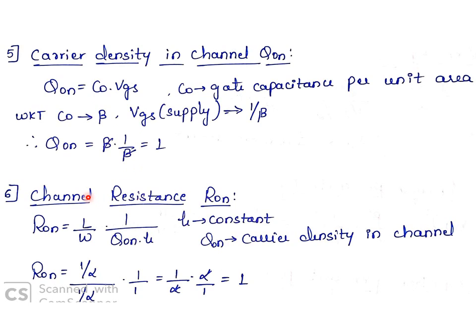Now the next one is channel resistance R on. So here it is represented by this equation. So here we have a formula like L by W into 1 by Q on into mu. So again see here, mu indicates the mobility of a carrier, right? So here it represents some constant value. So this can be neglected here. So what will I do? I'll substitute the scaling factors for length and width, that is 1 by alpha and 1 by alpha. Q on is scaled by a factor of 1, right? So here I have substituted that. So finally I'll be getting 1 here.